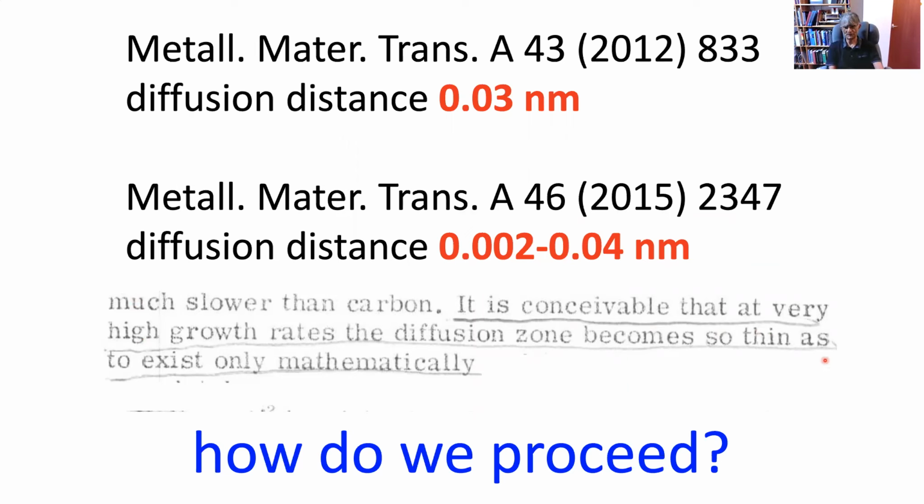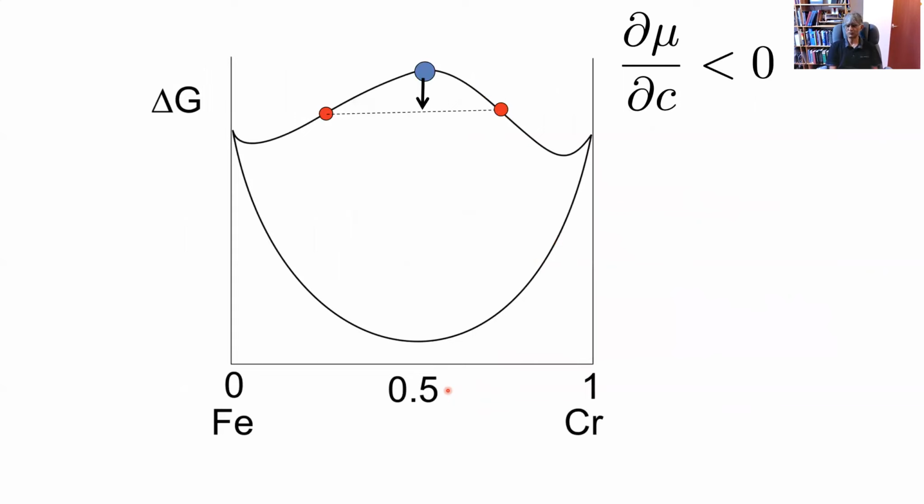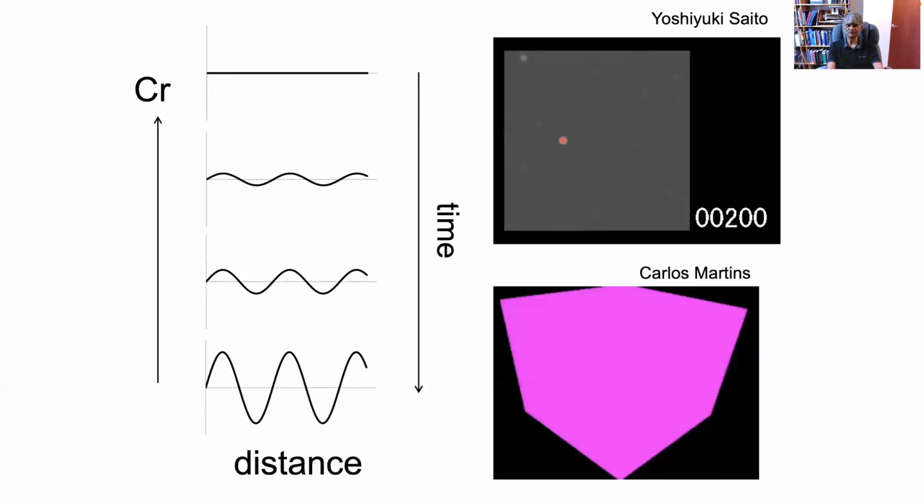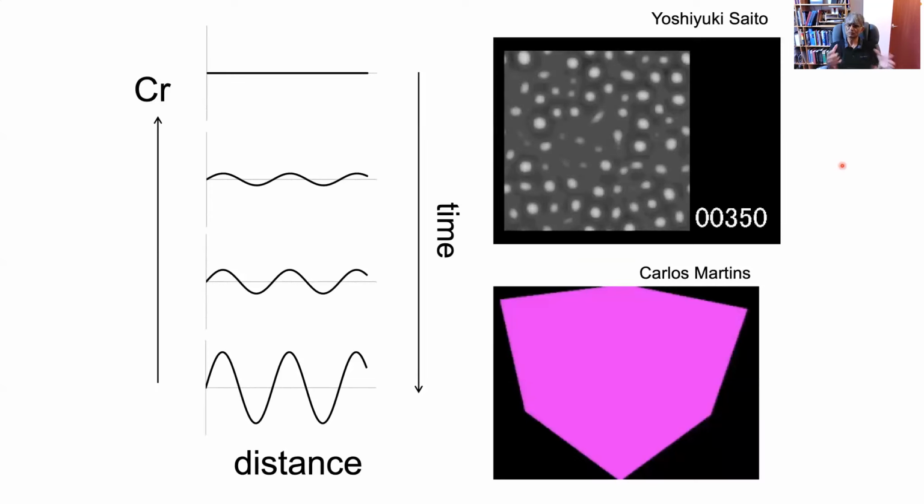Well, luckily, we can resort to the theory of spinodal decomposition, where I explain that if you have a free energy curve with a shape like this, so that the change in chemical potential with concentration is negative, then it will tend to spontaneously decompose into solute-rich and solute-poor regions. And this movie illustrates a computer simulation of the iron-chromium system, where you get this spontaneous separation into chromium-rich and chromium-poor regions.